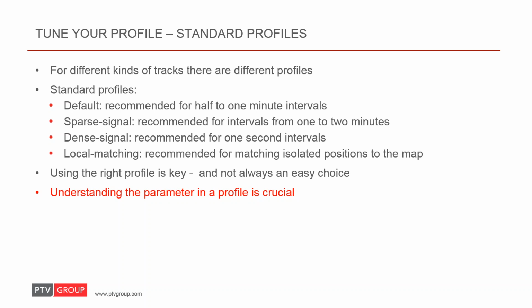So we've got 4 profiles. Our default profile, which is recommended for a half to 1 minute interval. It also does work with faster profiles. We've got our sparse, so that's GPS points far apart, 1 to 2 minutes. Dense for close together and really on the second interval. And last is the local matching if your coordinates are very far apart, like 5 to 10 minutes, or you have different use cases where you do not have complete tracks, just isolated points. The first 3 profiles all work in global matching mode to get the most data out of it.